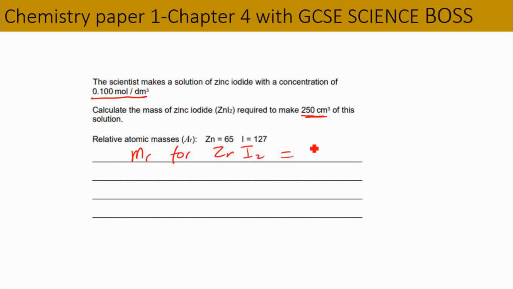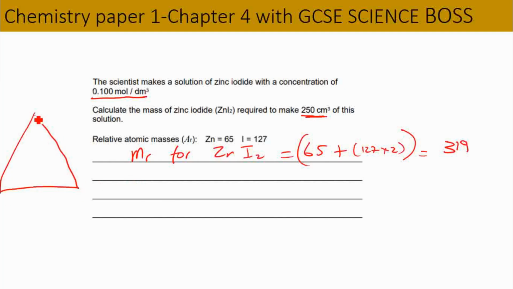So after finding the Mr for zinc iodide, let's have a look at this. So it's going to be 65 plus 127 times 2. And if all of that is done correctly, that should give you 319. Okay, so now you have the Mr for that. Just remember, when applying for a job, what do you write? A CV. Okay, with moles at the top.